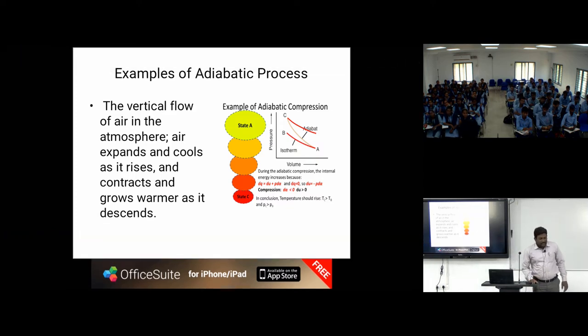Have you understood? Now what happens when air moves from a lower region to a higher region? Volume increases and internal energy decreases. When internal energy decreases, the temperature decreases. That's why you will feel a cool breeze.